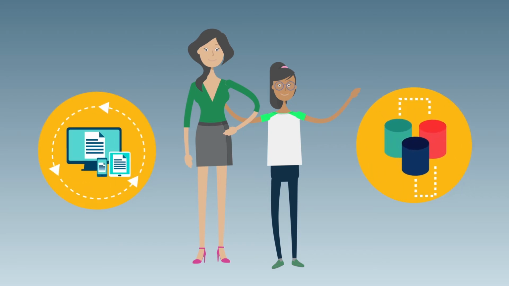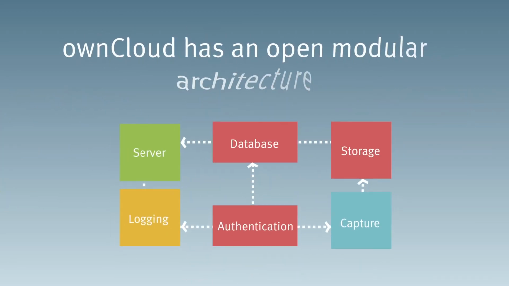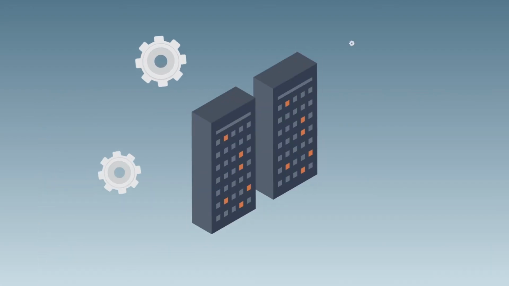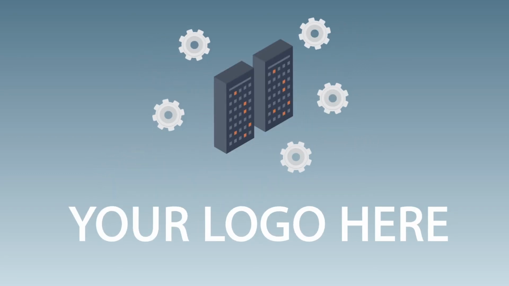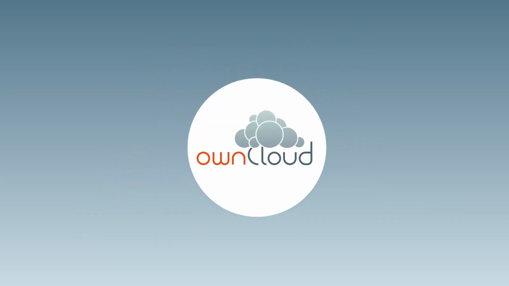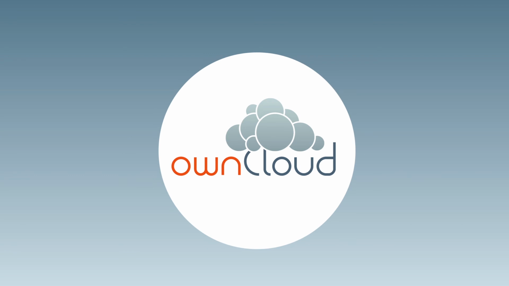and bridges data silos. ownCloud has an open modular architecture that makes it easy for customers to integrate and grow with existing systems, security, authentication, event logging, and much more. You can extend core functionality as needed and can even add corporate branding. Integrating ownCloud to your infrastructure adds functionality, not complexity.